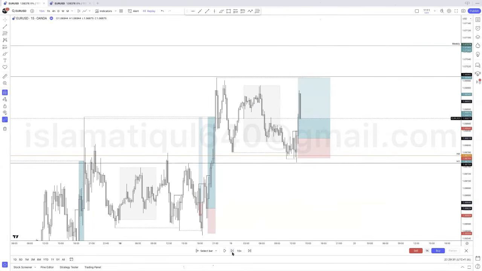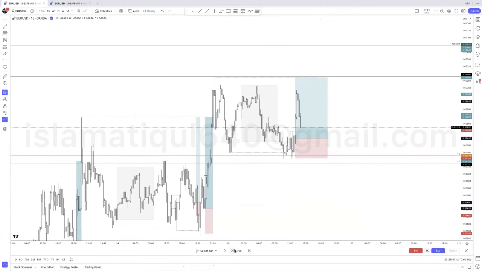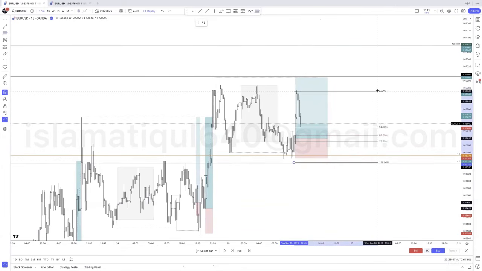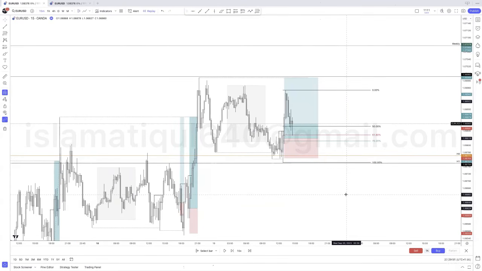Let's see. Okay, a pullback. Now where's the pullback coming into? We have a low to high range here, so they can react to somewhere here. Okay, so you see this, right? You see how fractal price is. Everything is happening on every single time frame. Okay, so now there's a problem. We might get stopped out at break even, I think.